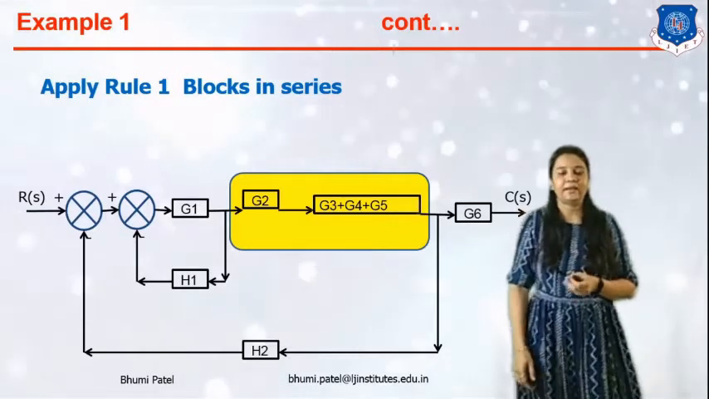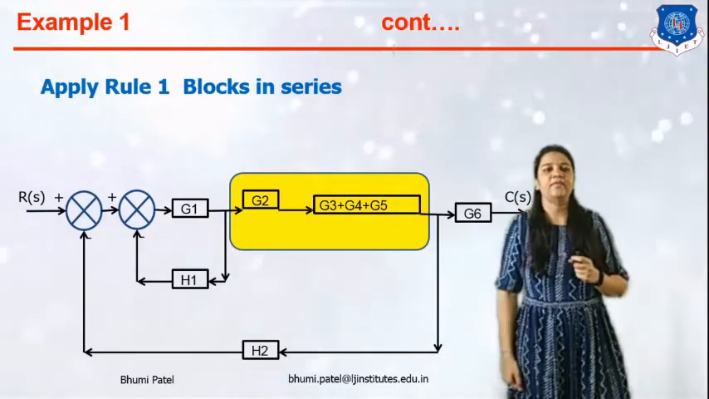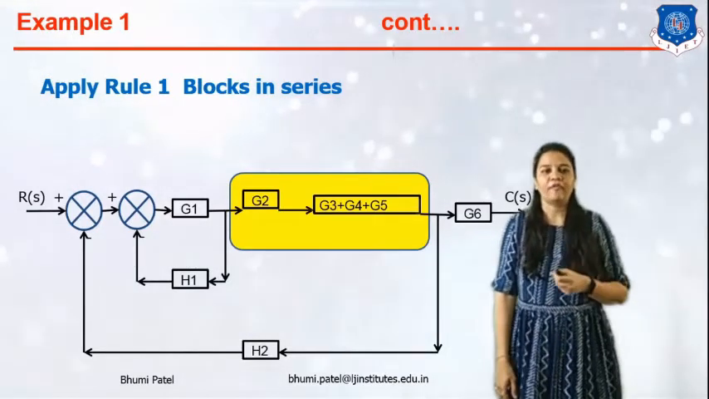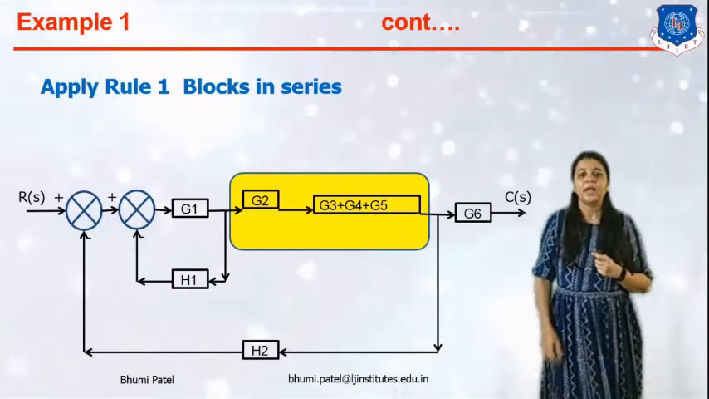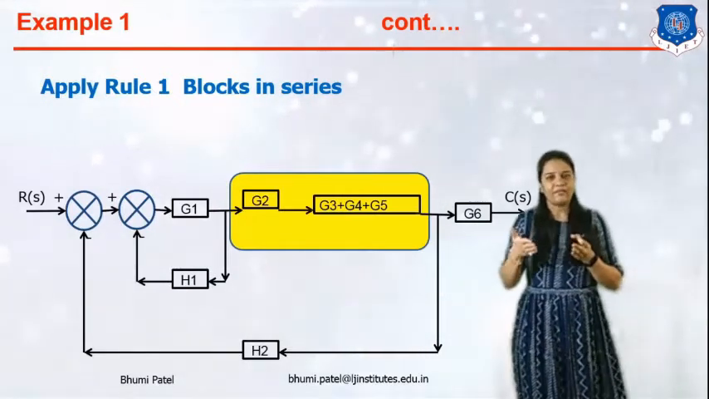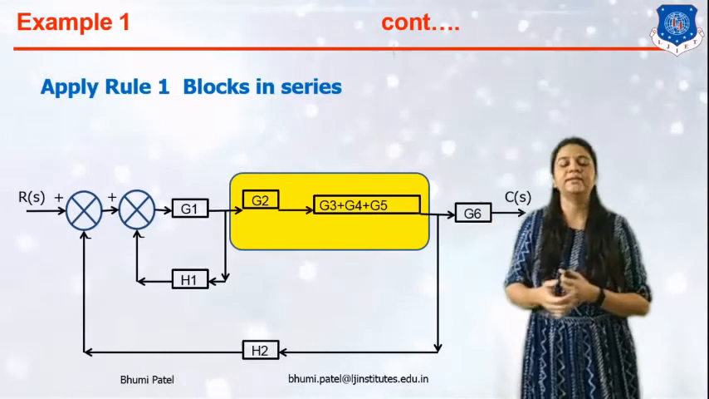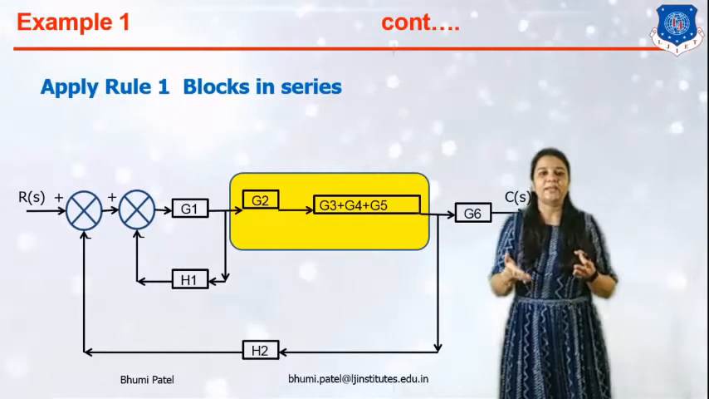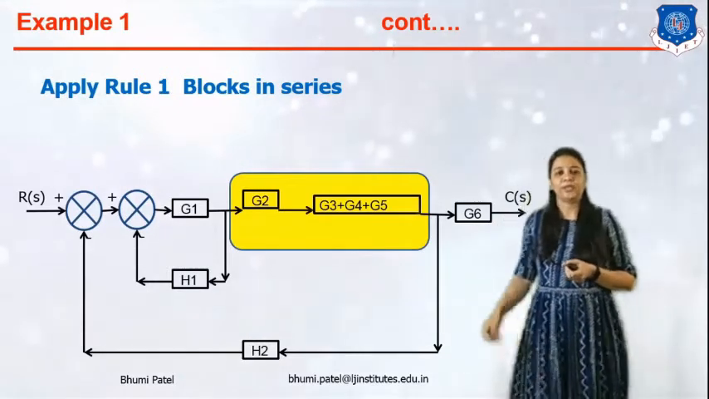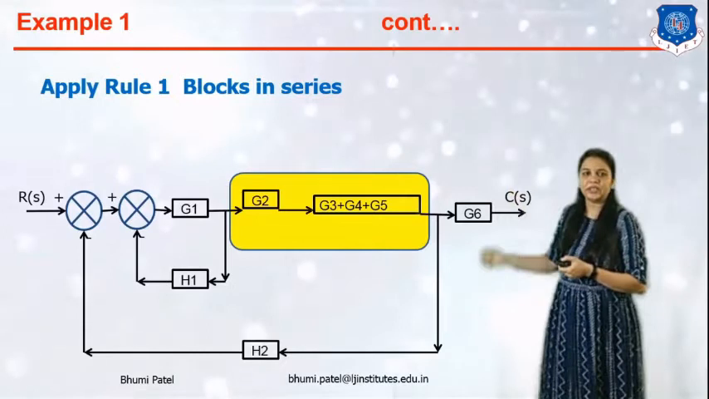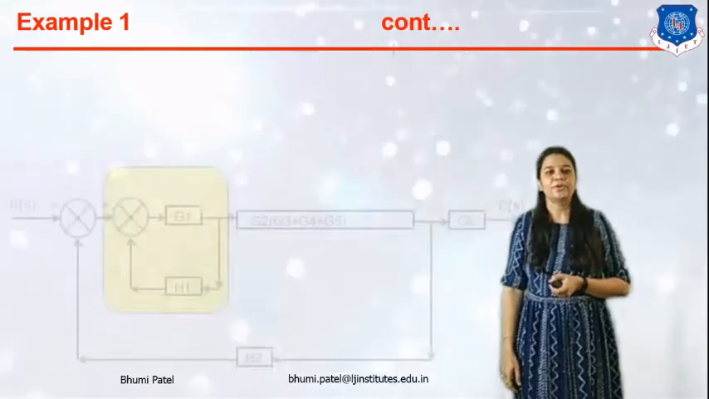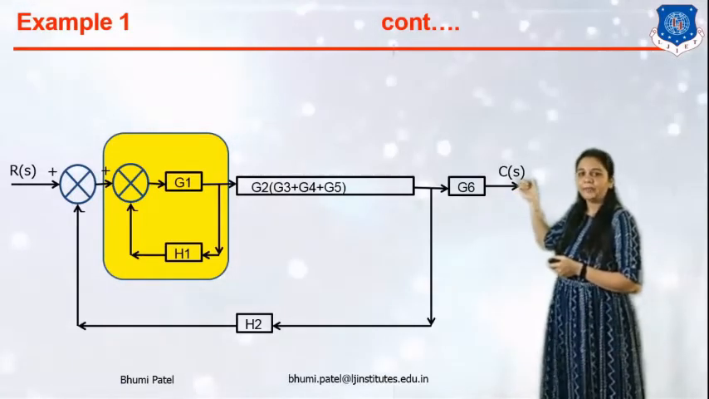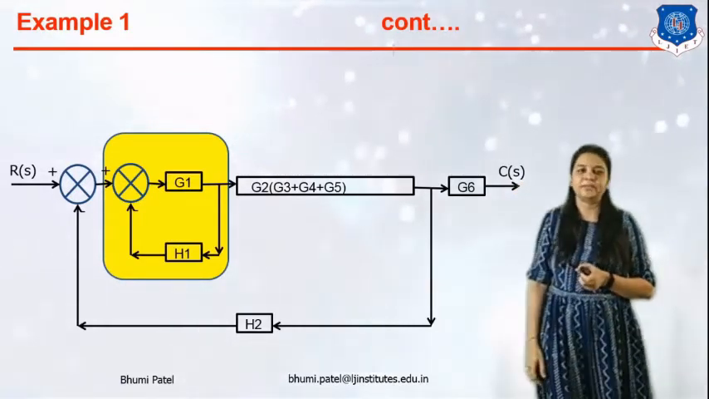Now here you can see that G2 is directly connected with this block. So simply we can apply rule number 1, block in series connection. And what is rule number 1? Whenever more than one block is connected in series connection, we can multiply these blocks. So the final output is G2 into G3 plus G4 plus G5. So the final block diagram is G2 into, in bracket, G3 plus G4 plus G5.